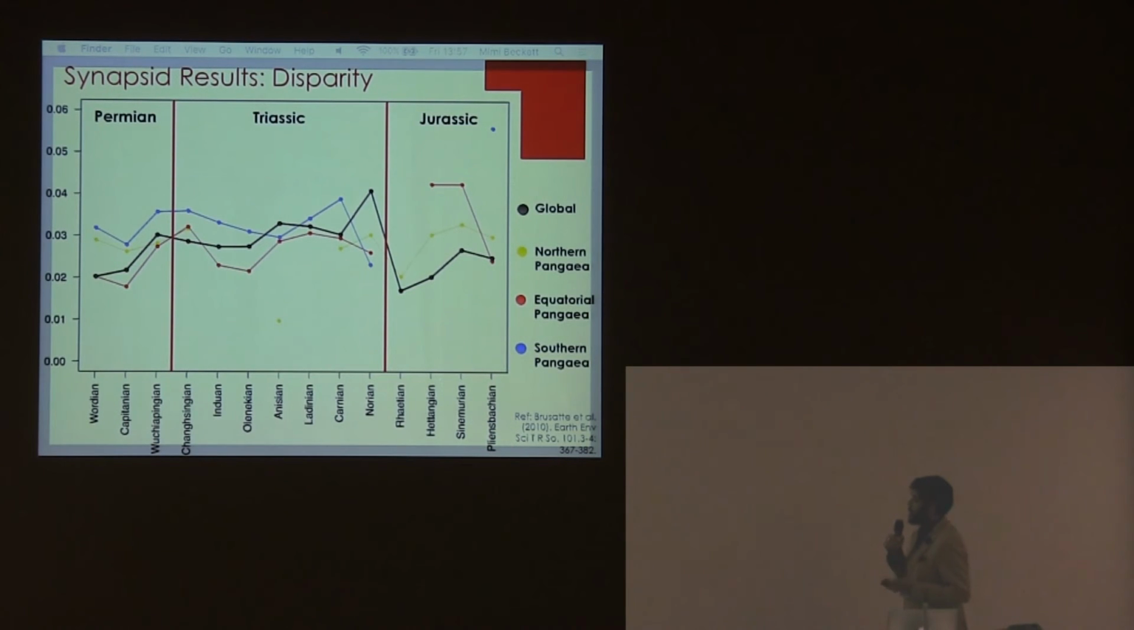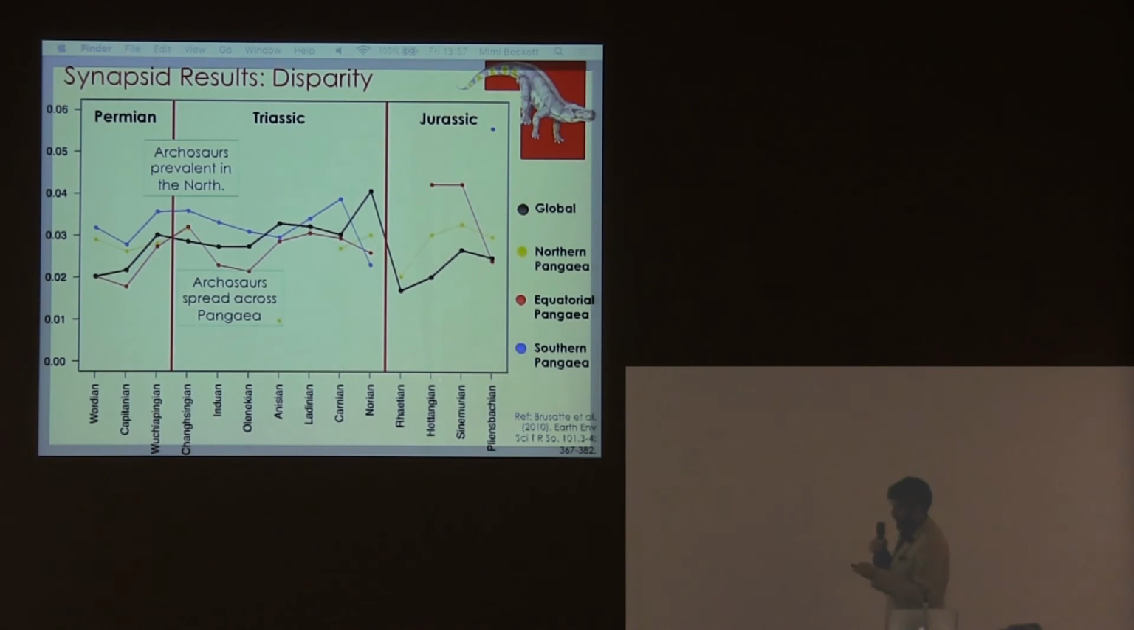So here are just disparity plots for our different regions and also for just global in black here. And if we look with the archosaur data superimposed over it, we see that as archosaurs are prevalent in the northern regions, the synapsid disparity is pretty much gone and drops off. There's the one point where they seem to have any possible data. And then as they move south across Pangaea, and we see major increases in archosaur disparity, first in the Ceratosaurians and then in the Avemetatarsalia, we see that synapsid diversity and disparity drops off in the late Triassic.